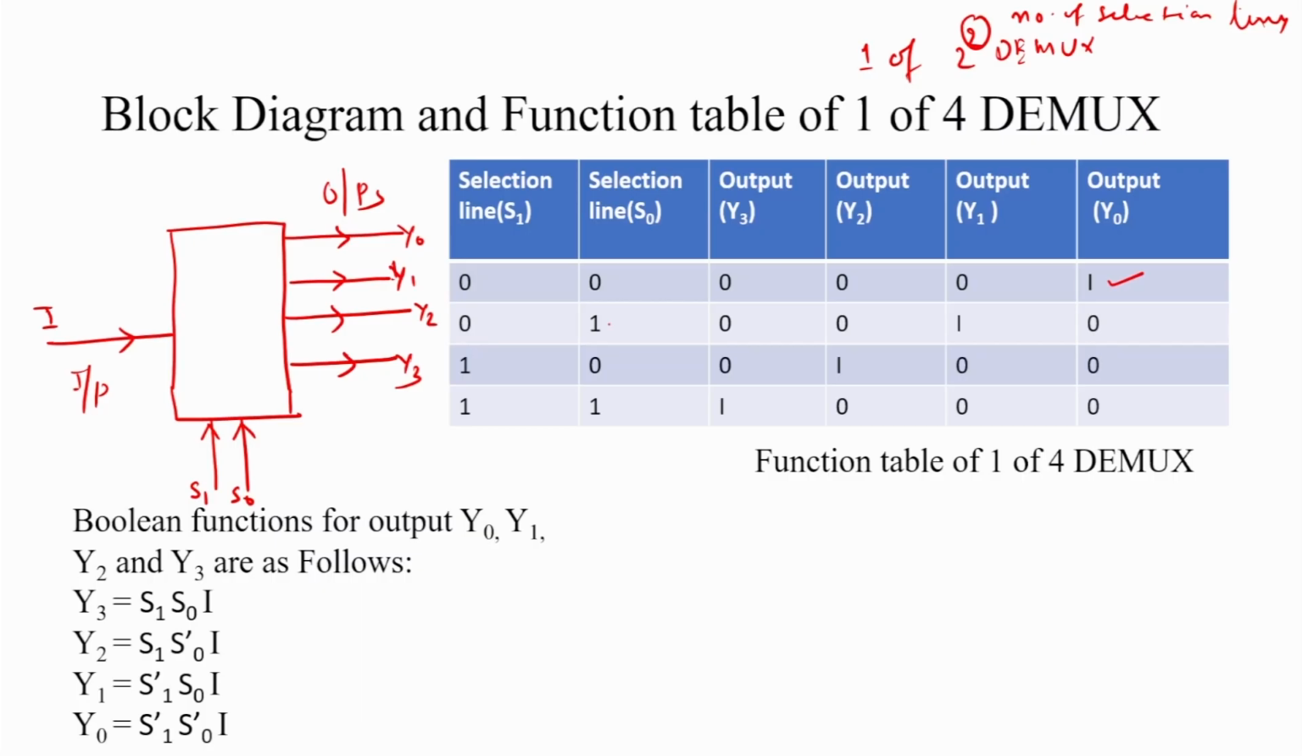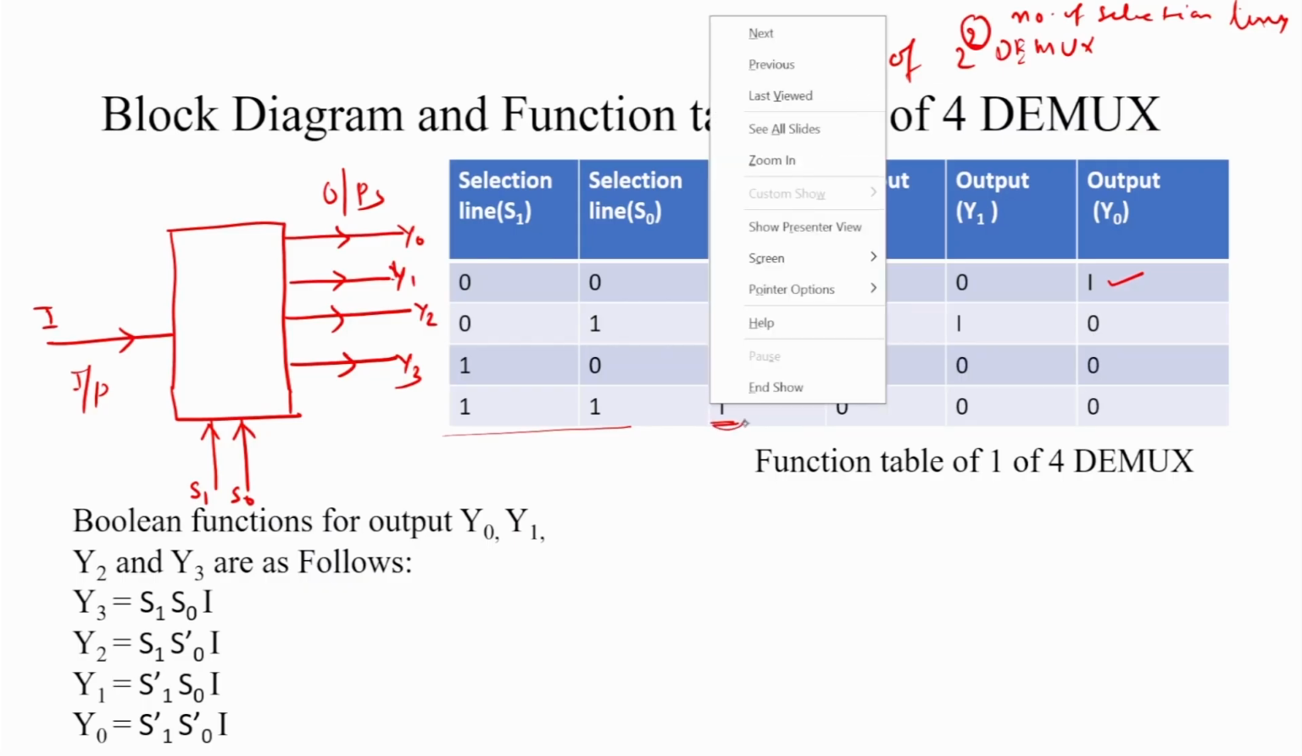When the selection lines have the combination 0, 1, y1 is selected as the input output. Similarly, y2 is selected when the value of S1 S0 is 1, 0, and when the value of S1 and S0 are 1, 1, y3 is selected. This is not a 1, this is simply I.